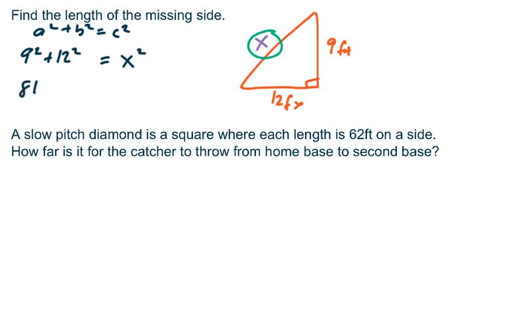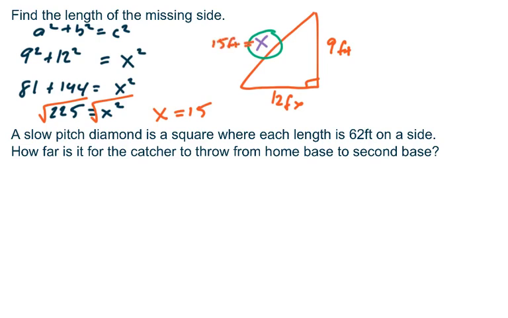Do some math, use your calculators. You get 225 equals x squared. Well, that is not x, so you have to remember to go back in and take the square root of that. So we're thinking of what number multiplied by itself gives us 225, and hopefully you're using your calculators, and you would find out that x is 15. So then that side, the hypotenuse, is 15 feet. Okay?